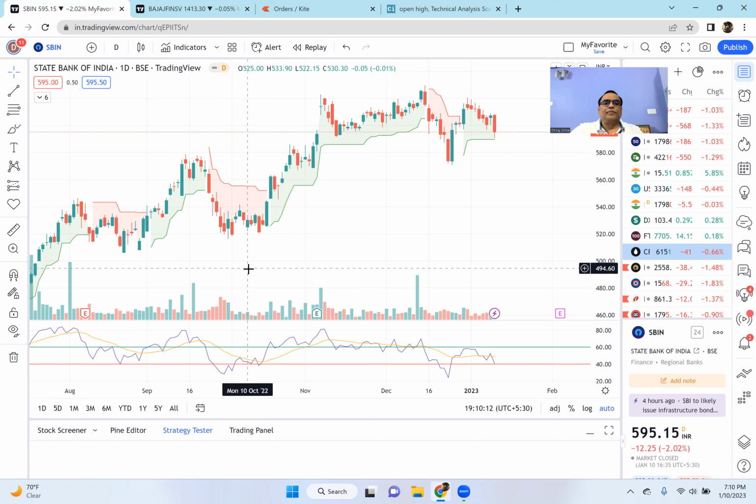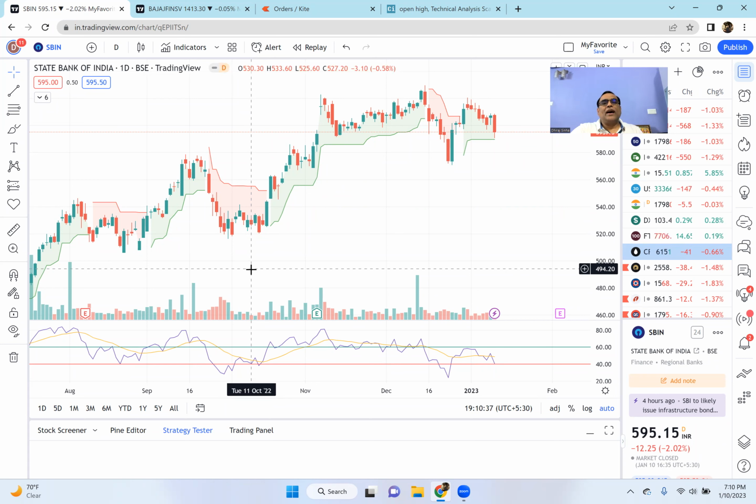Is it wick inclusive or only body? Entire thing, the entire candle, right? Not just the wick, but the entire candle, including wick and body, everything. High and low, basically. So if you look at the candle I am in, the high was 533.9 and the low was 522.15. Okay. Now let's look at the next candle.